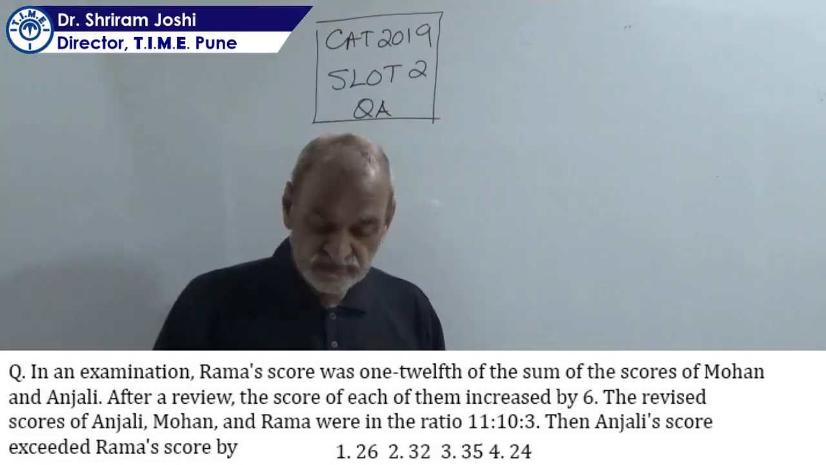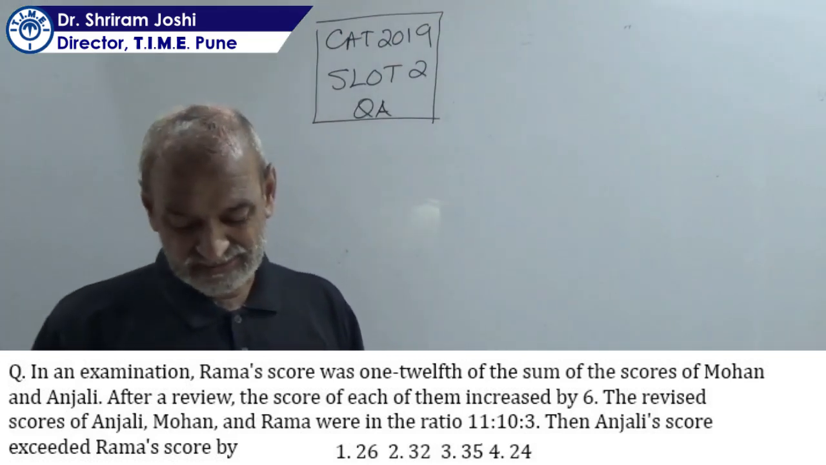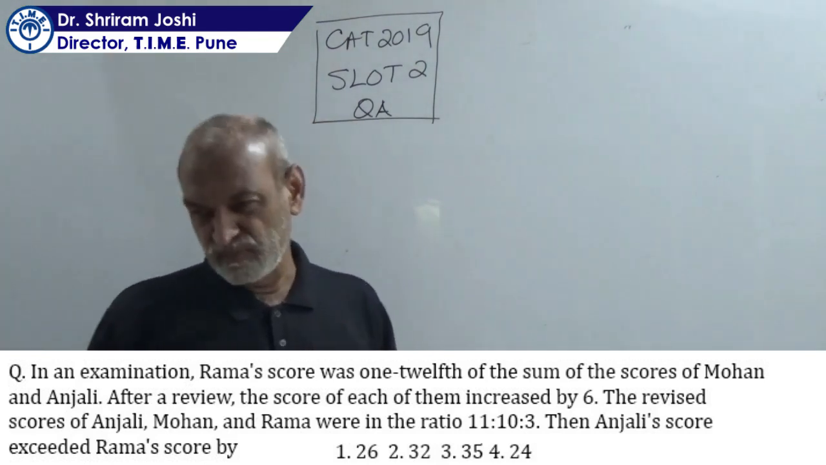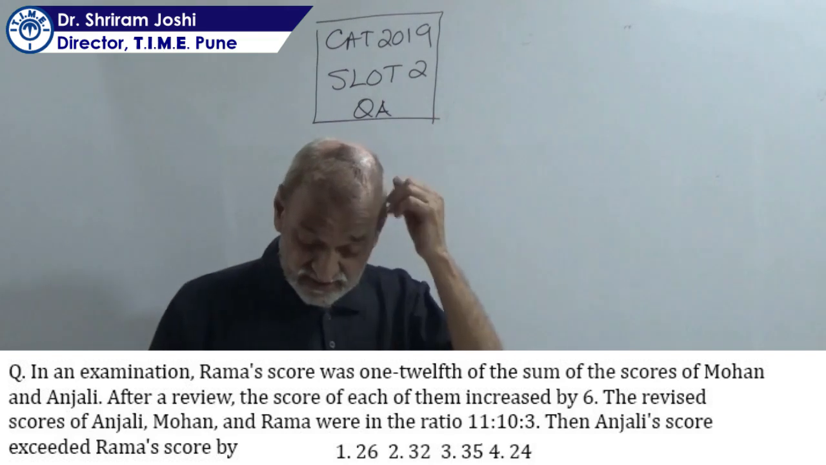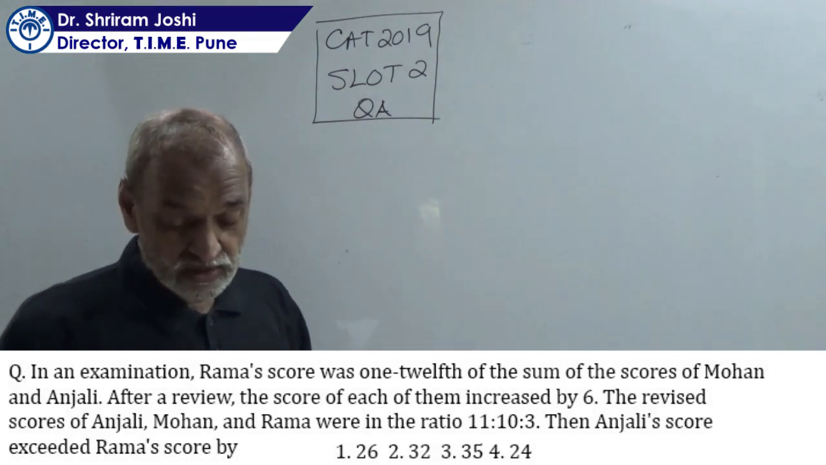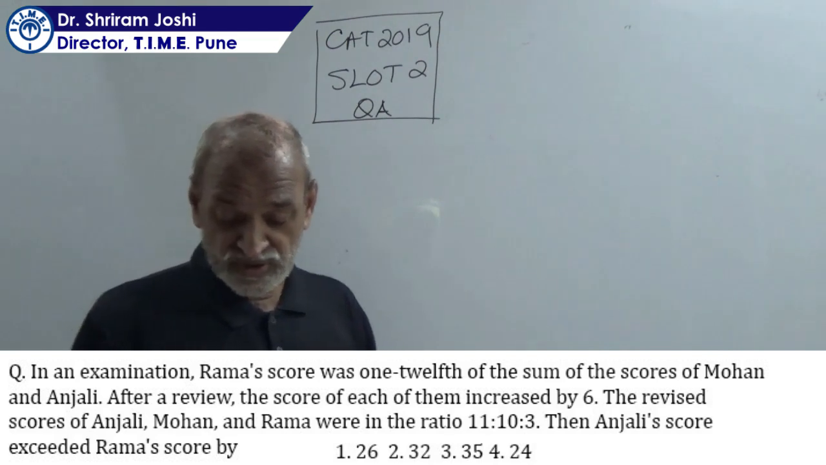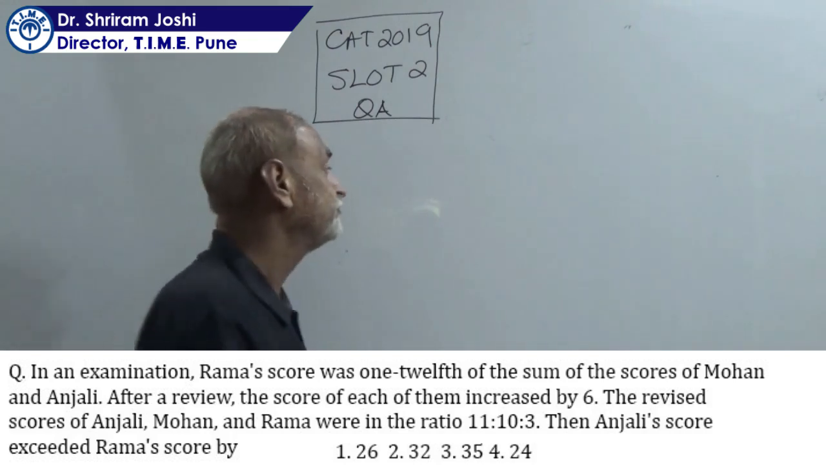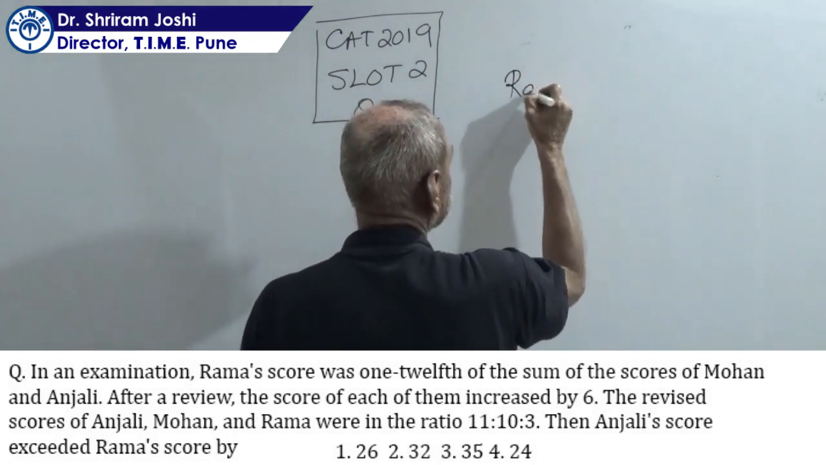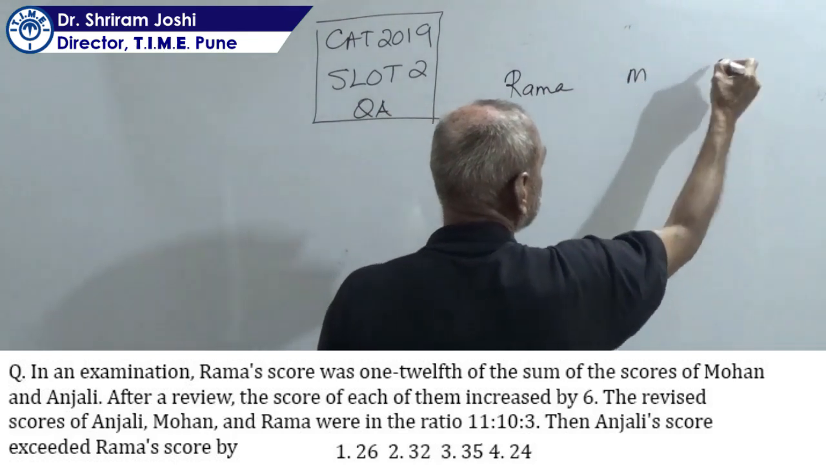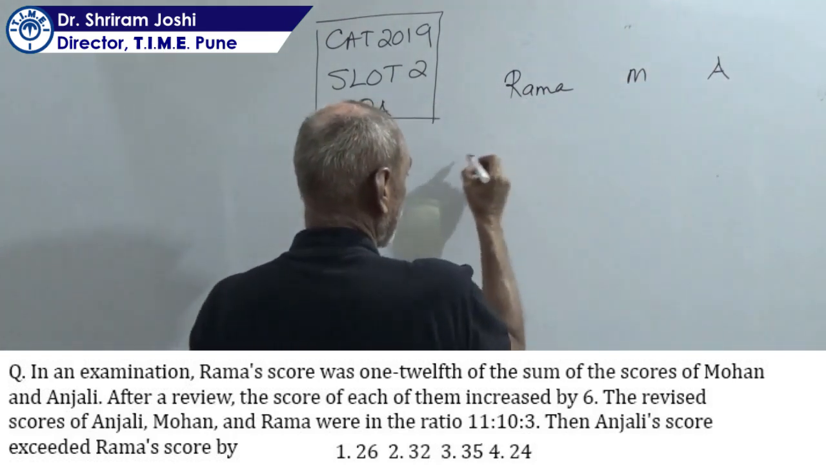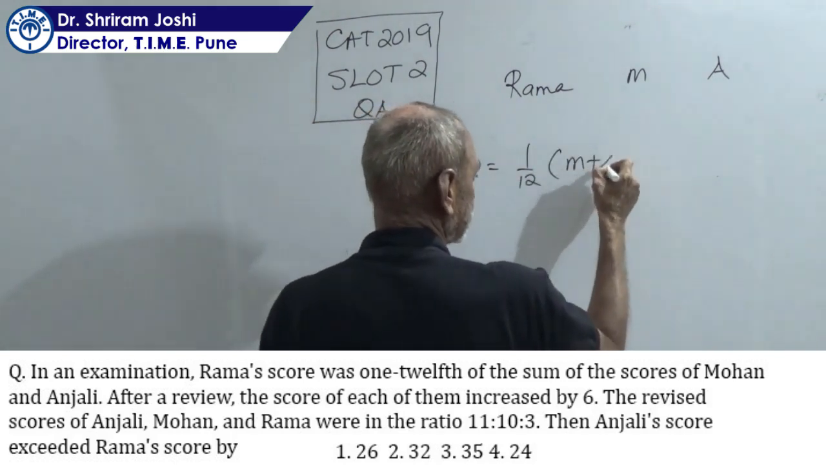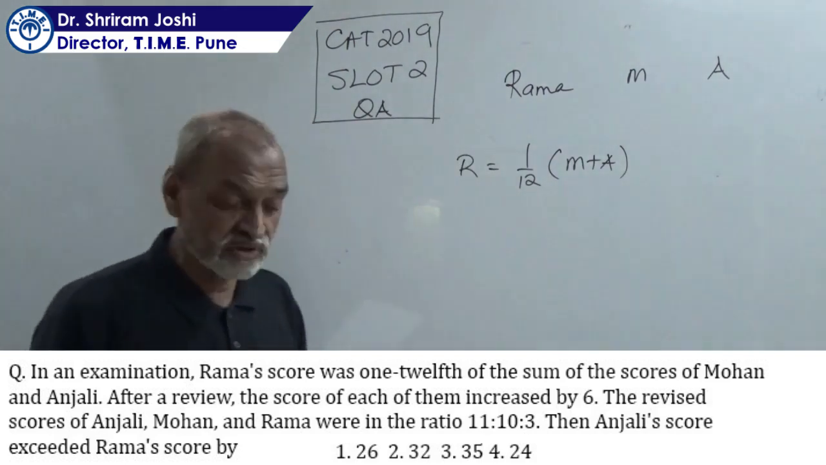72. There are always arithmetic questions which are ratio proportion based, percentage based, some exams, some marks, some passing things, etc. etc. Let's look at another question, arithmetic. Brahma's score was 1/12 of the sum of scores of Mohan and Anjali. So Brahma, Mohan, Anjali. Brahma is 1/12 of who? Mohan. Read the sentence again if you are confused.